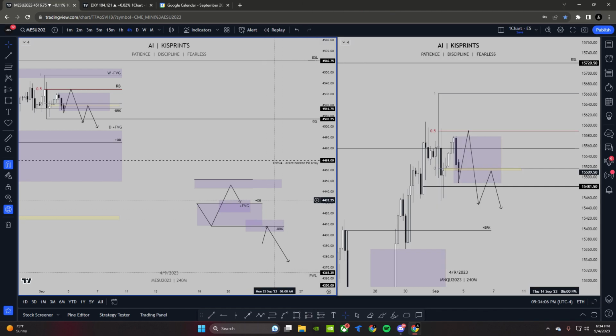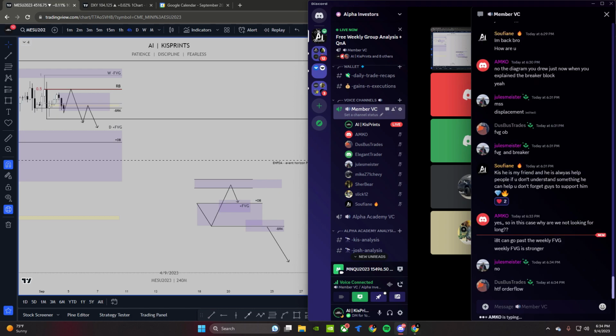It can still move. Don't get me wrong, I've seen plays where it comes like this and then it moves up 5 points. You'll get your 5 points, but you're risking it because we just came off of a weekly fair value gap. I'm not saying you're not going to get a good move off of this fair value gap order block. I'm saying we want to be trading exactly high time frame order flow. We want to be trading higher probability trades.